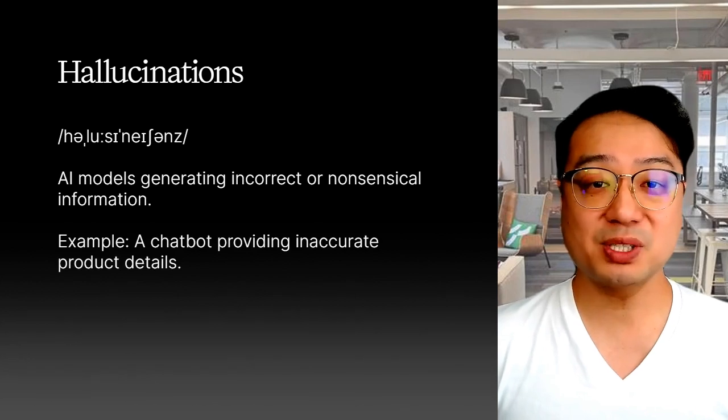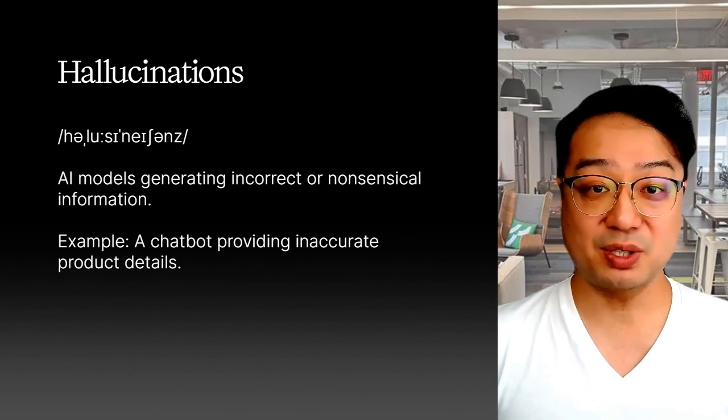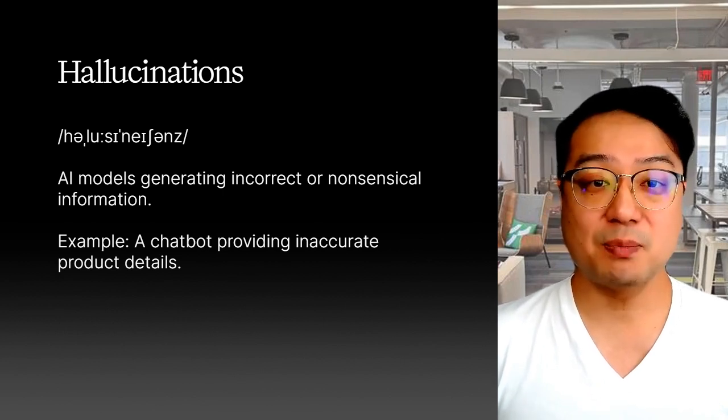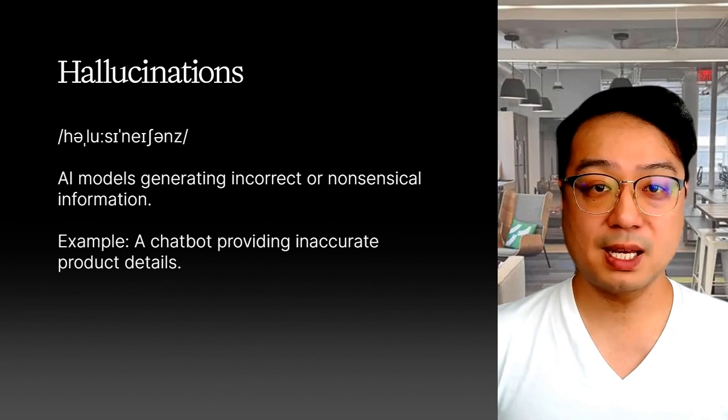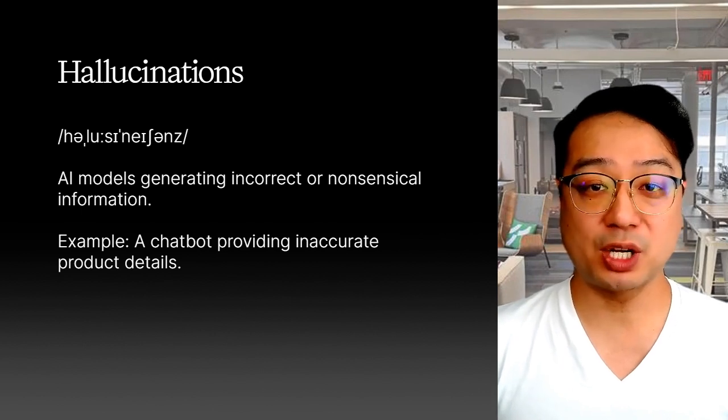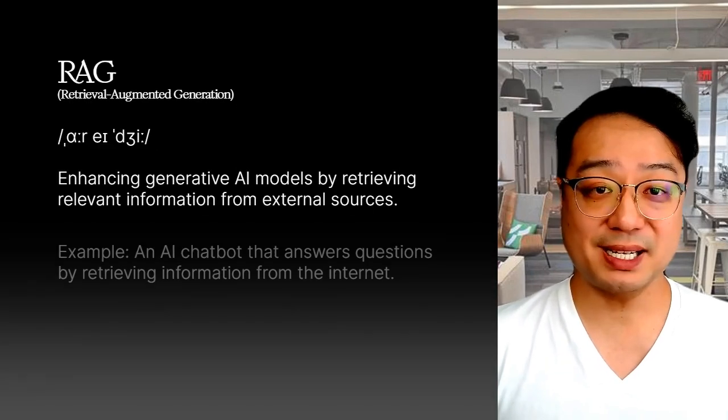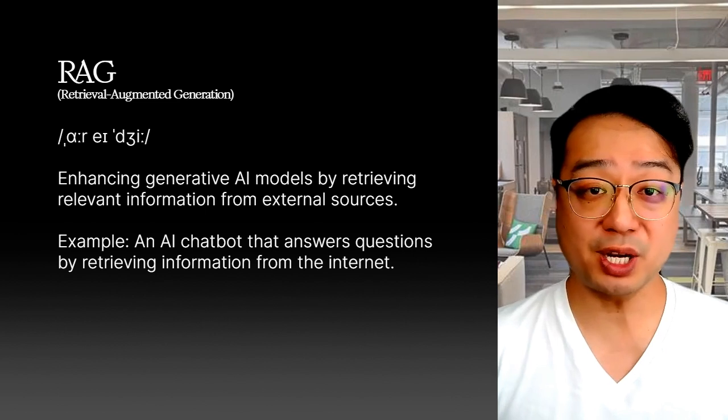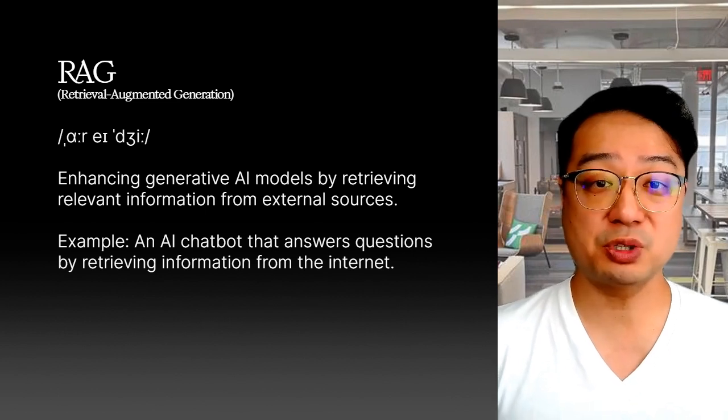Sometimes AI models can produce hallucinations. This is when the model generates output that is nonsensical, factually inaccurate, or completely unrelated to the input. Imagine asking the AI to write a story about a cat, and it starts talking about flying elephants. That's a hallucination.